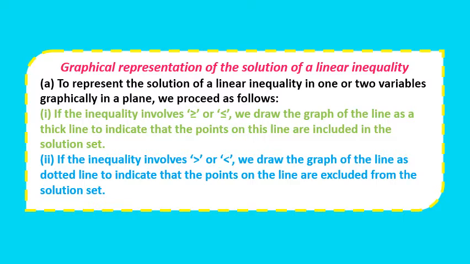Now if the inequality involves only greater or smaller, we draw the graph of the line as a dotted line to indicate that the points on the line are excluded from the solution. Clear? If it is only greater or smaller, there is no sign of equality, then we draw the graph as a dotted line, which indicates that the points on the line are not included in the solution. Clear? So pause and note down these points.